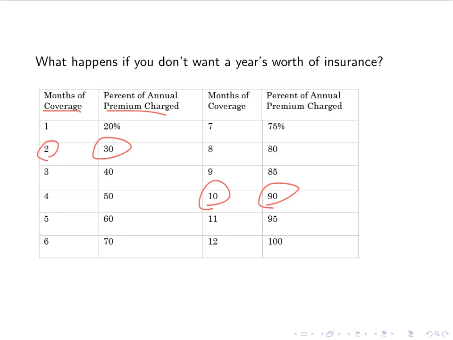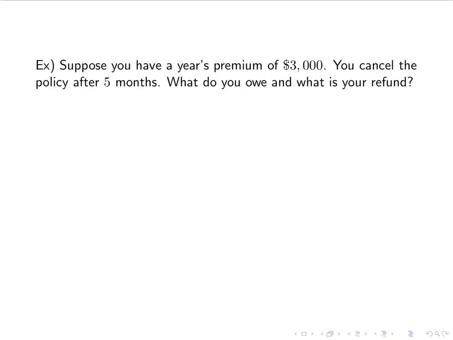So I'm going to go over a couple examples. But again, this table is only if the business owner cancels. So, suppose you have a year's premium of $3,000. You cancel the policy after 5 months. What do you owe and what is your refund?